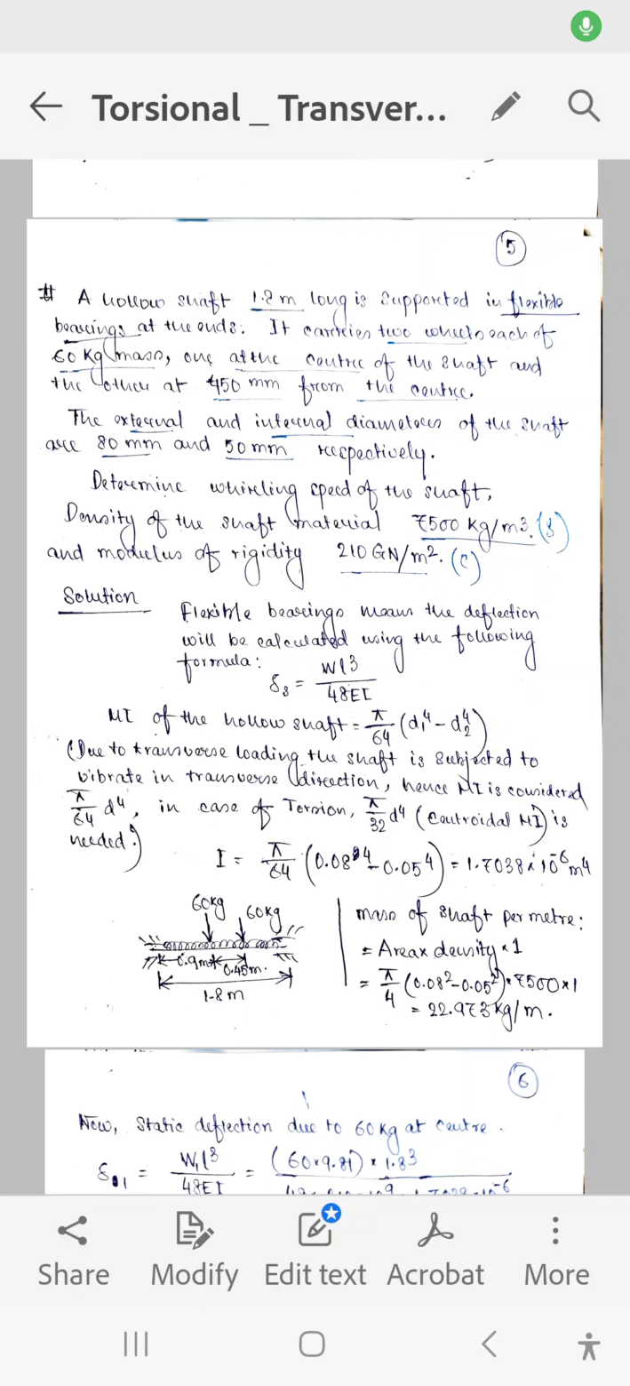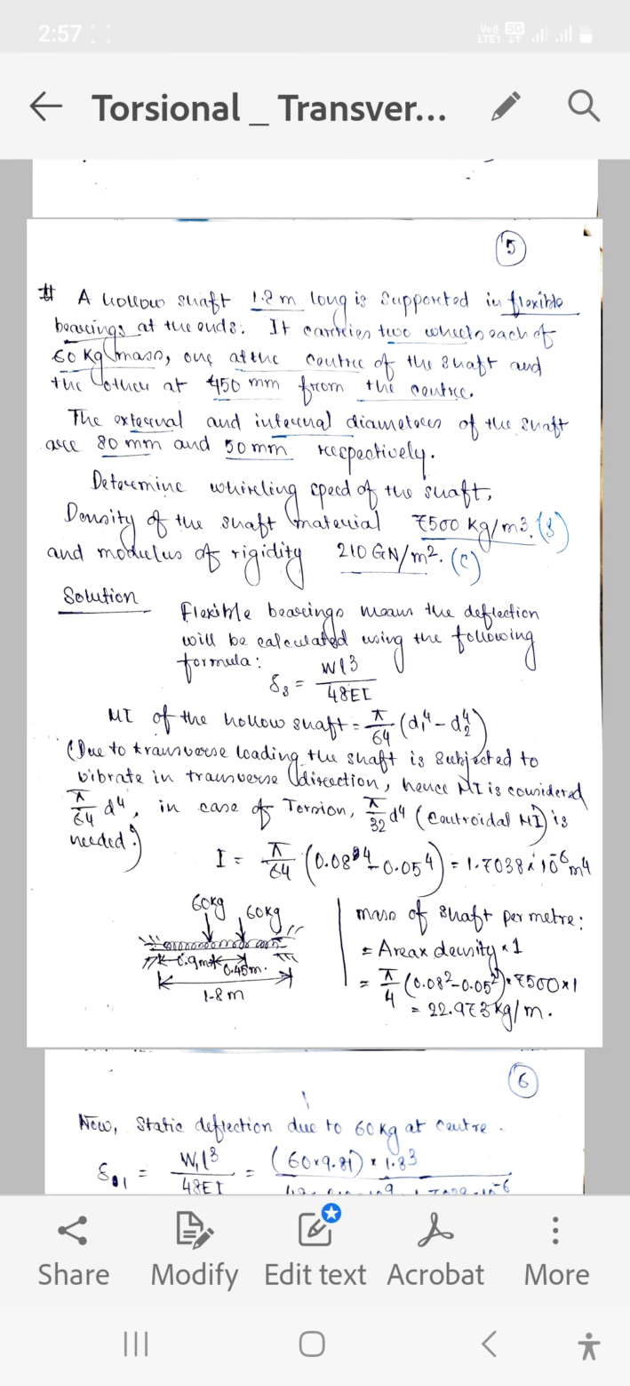So as I discussed in the last video, I am going to elaborate one problem on this Dunkerley's method, and here is that problem. Let me read it out first. A hollow shaft 1.8 meter long is supported in flexible bearings at the ends. It carries two wheels, each of 60 kg mass.